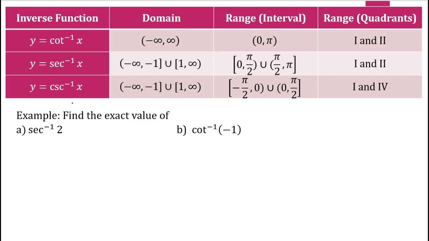For secant inverse, this looks a little complicated. It's really from 0 to pi, except pi over 2, because then secant would be undefined there. And cosecant inverse is from -pi over 2 to pi over 2, skipping over 0. So in terms of quadrants, those are listed off to the right, and in terms of the actual angle measurements, those range values are given here. So now that we know those range values, we're going to try to find the exact value of secant inverse of 2.